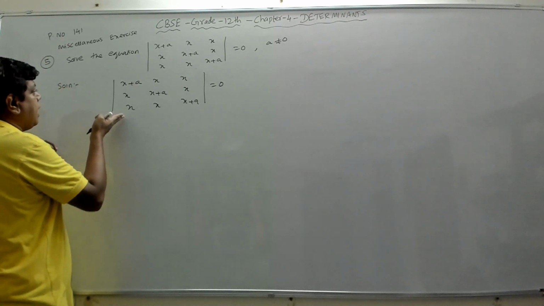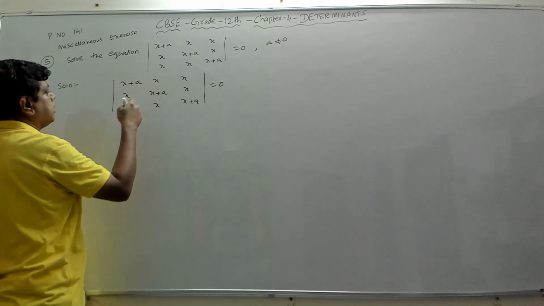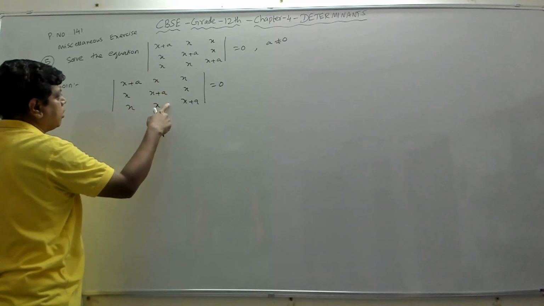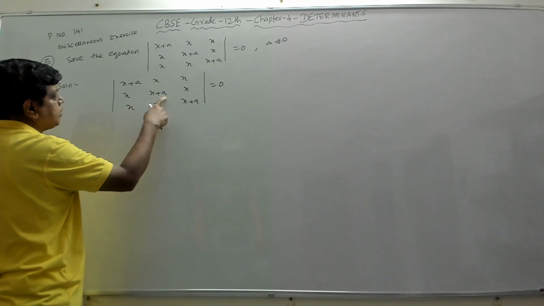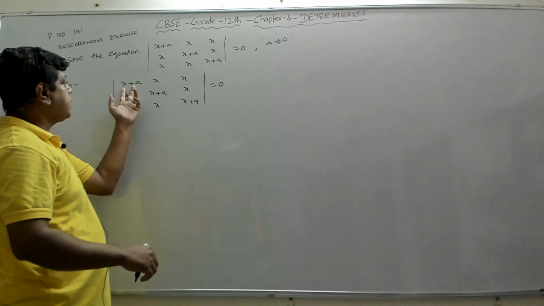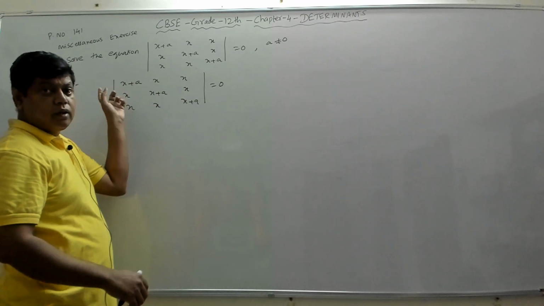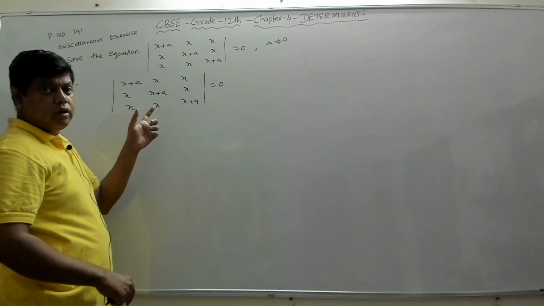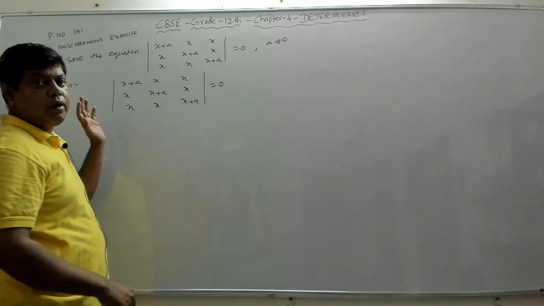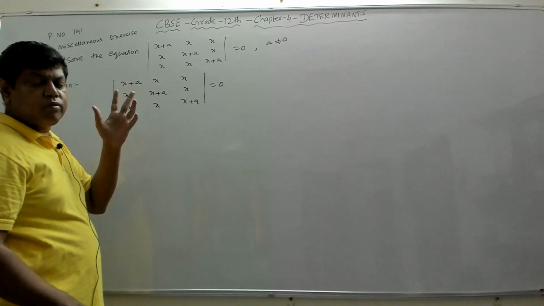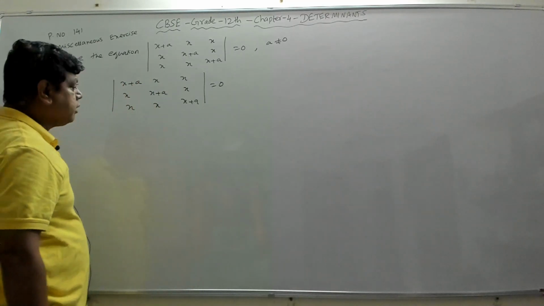Suppose if you add all the rows, you get x plus a plus x plus x, which gives 3x plus a. Here also if you add x plus x plus x plus a, you get 3x plus a. So the first row will become 3x plus a, 3x plus a, 3x plus a. If a particular row or a column has the same value for all the elements, then that can be taken out of the determinant. Then it will become 1, 1, 1. Once we get 1, 1, 1, we can easily make two of them 0. Then we'll expand the determinant.